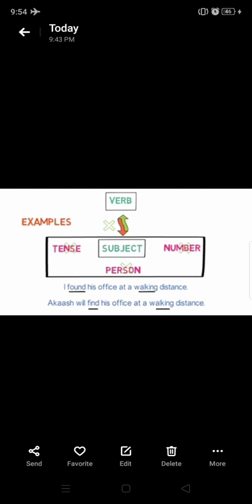But coming to the next verb, that is walking, the word walking remains the same, right? There's no change in both the sentences. Even though there's a change in the tense, even though there's a change in the subject, the verb walking remains the same. Hence, we can say that the verb walking is a non-finite verb, okay?